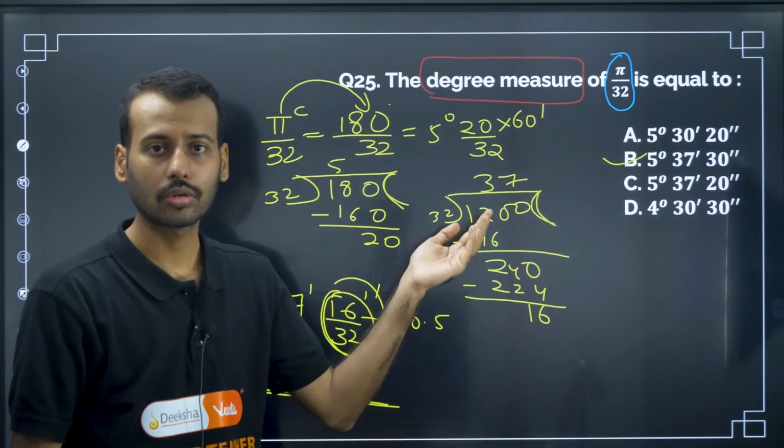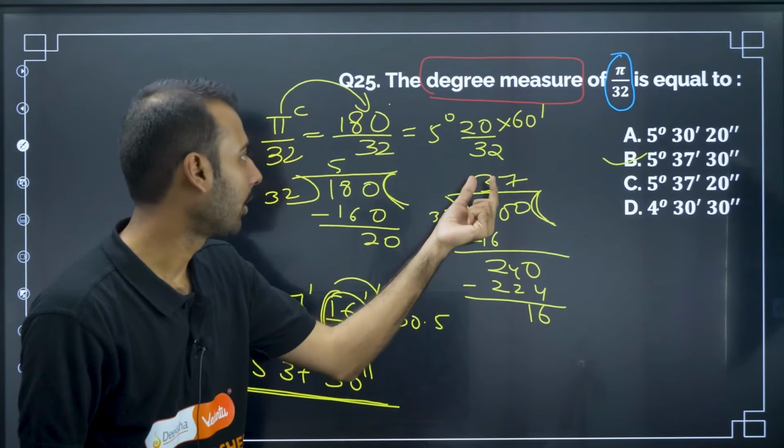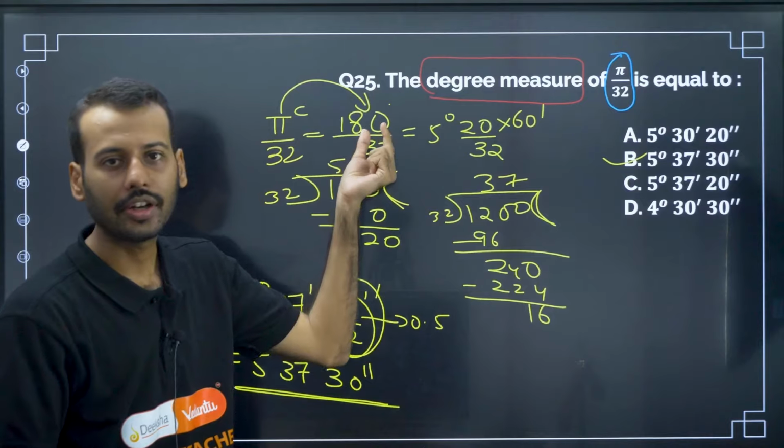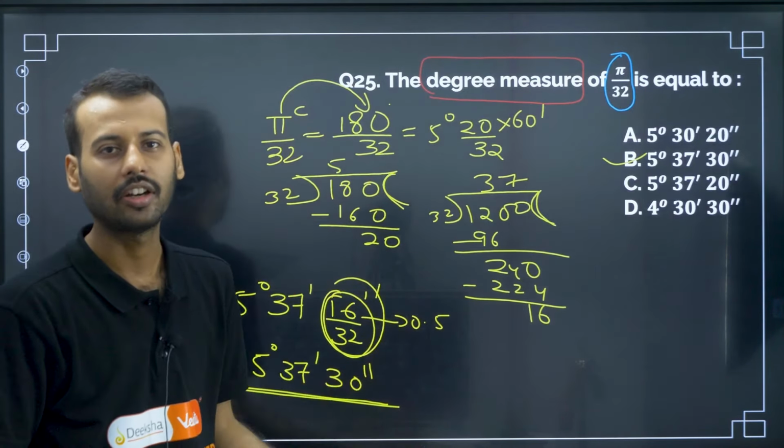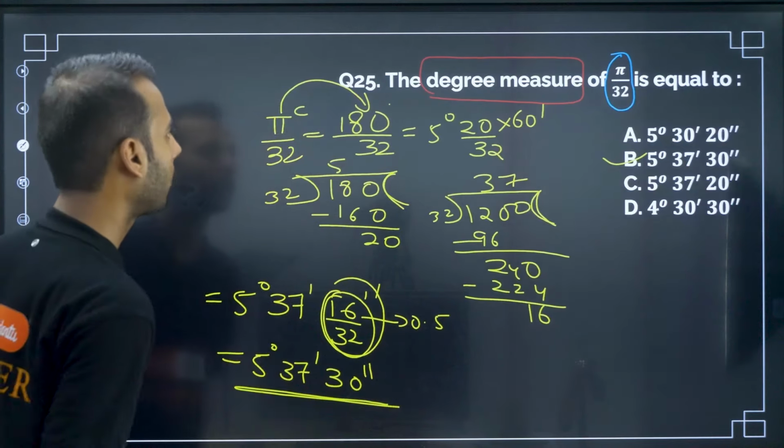Only division you should know, that they teach in 4th standard, and also pi radian is equal to 180 degrees. Trigonometry starts from here only, that also you should know. Only division, hardly it will take 30 or 40 seconds for division. Moving on to next question.